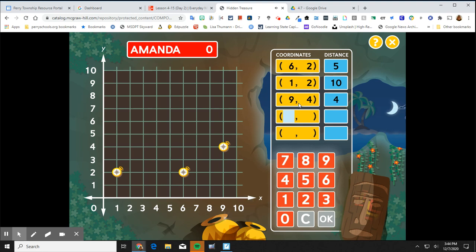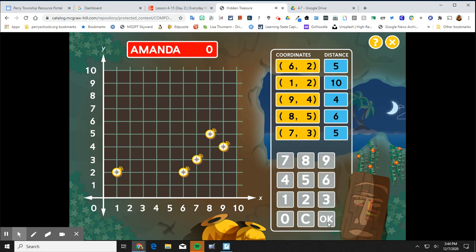Okay, so you'll see that this was my closest guess. So this time I might say 8, 5. Oh. No treasure here. So maybe I will do 7, 3.